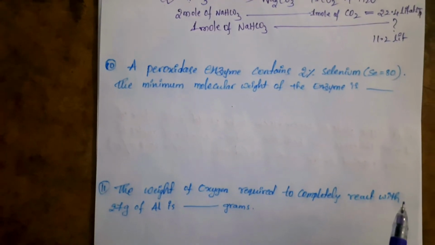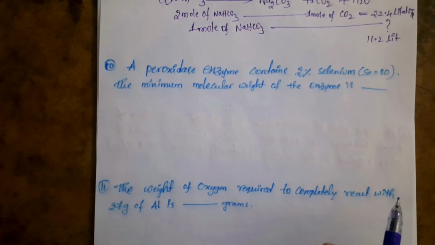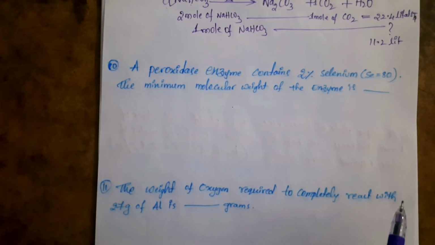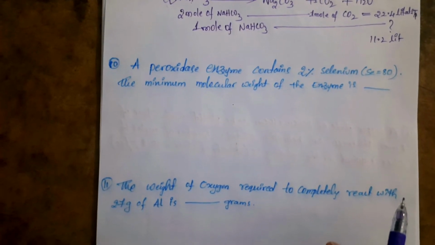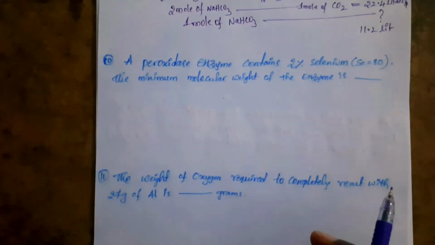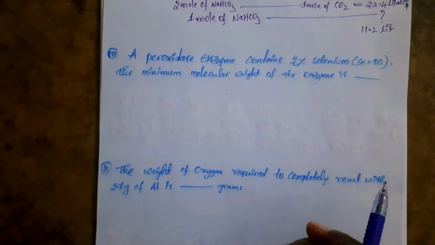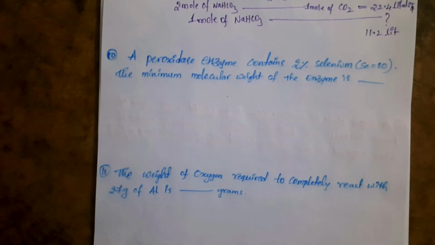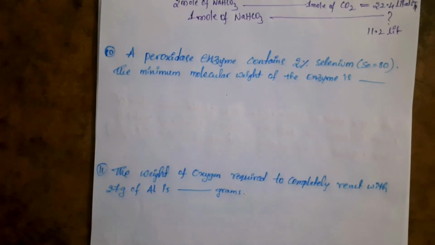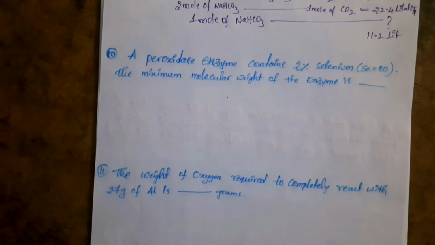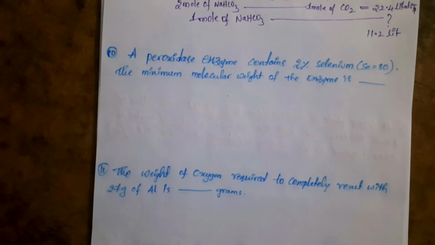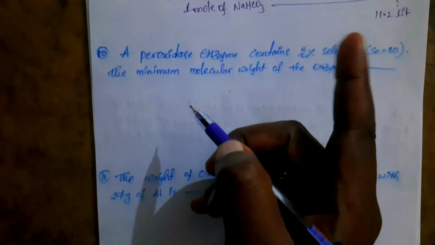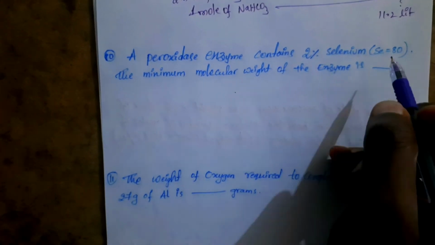A peroxidase enzyme contains 2% selenium. The minimum molecular weight of the enzyme is, what are they saying? What is the minimum molecular weight of the enzyme which contains 2% of selenium? Okay? So the peroxidase enzyme contains 2% selenium. Now you see there, 2% of selenium is present.